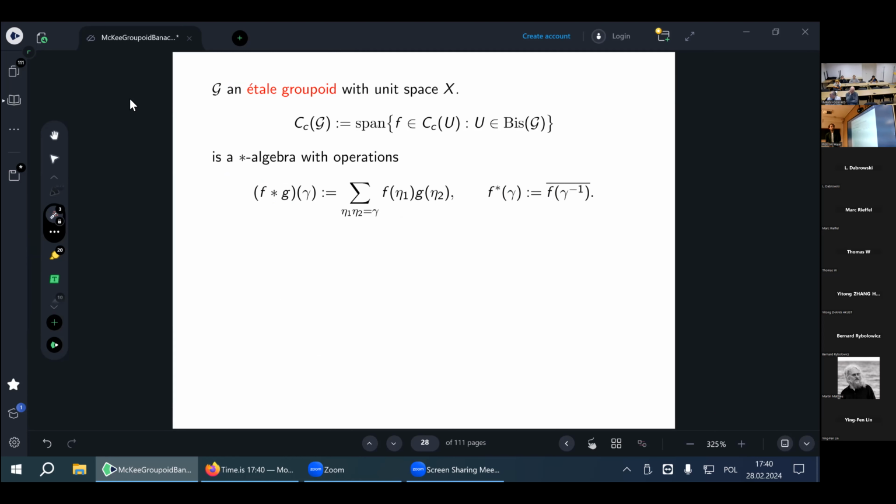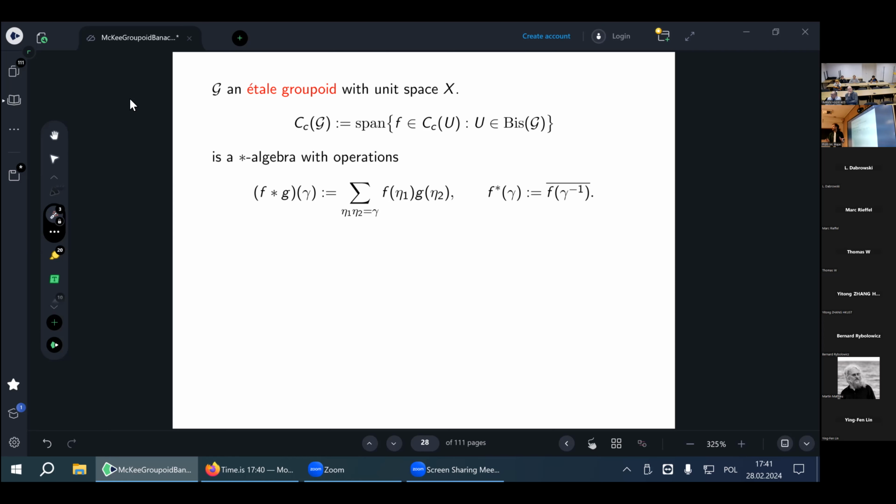My setting is a tile groupoid with a unit space X, a Hausdorff topological space. If you're familiar with the group C-star algebra construction, you know that you take C_c of the group, define representations of that, and that gives you a norm, and then you take the completion. For non-Hausdorff groupoids, the traditional C_c of the groupoid is not so easy to work with in general.